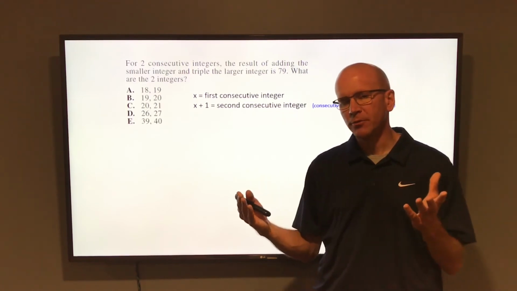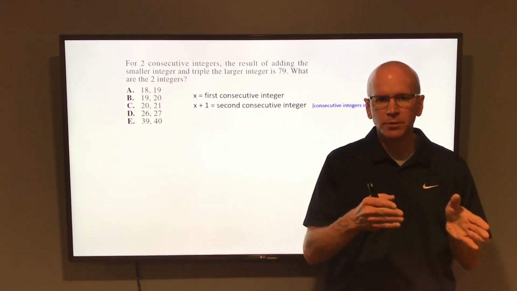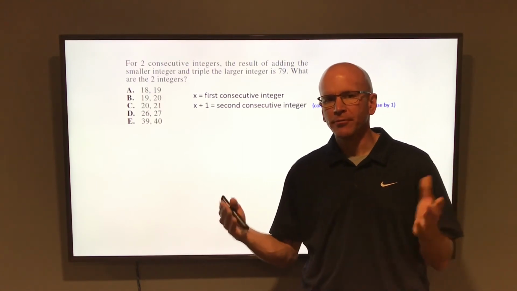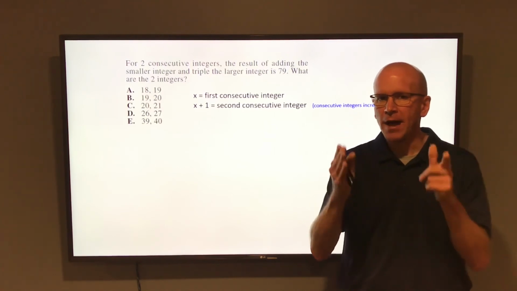Now, let's say multiples of 3. The first one would be x. The second one would be x plus 3, x plus 6. Multiples of 5, you'd go x, x plus 5, x plus 10. That may help you someday.